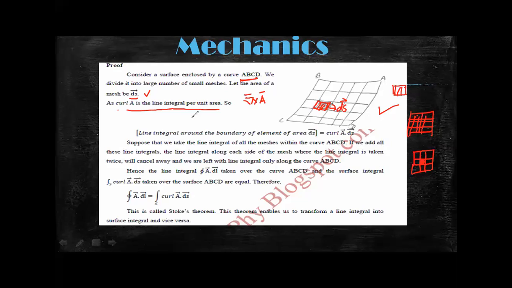So you are considering the big mesh, and out of that we are taking a small mesh. When you integrate over the meshes, you get the total. For the small piece, we first integrate over the entire surface ABCD, and then with respect to the surface we get the total area.